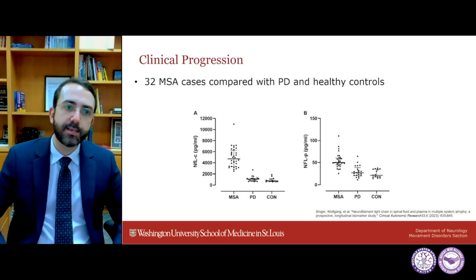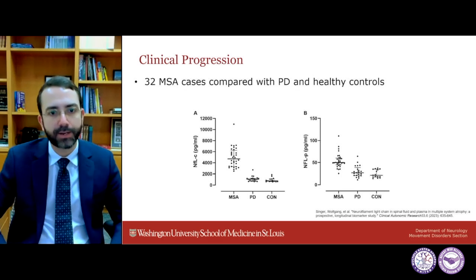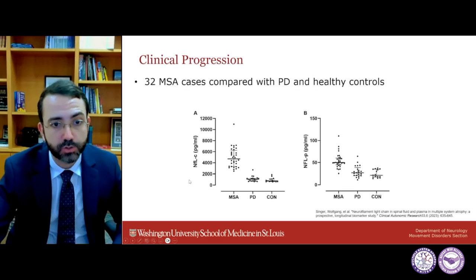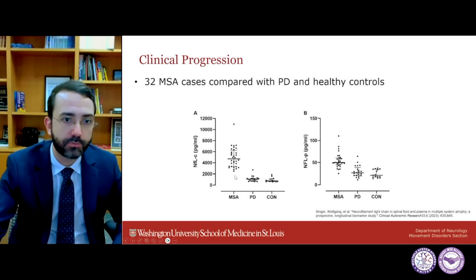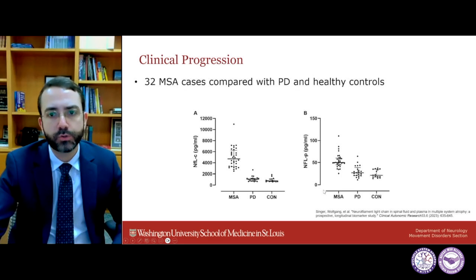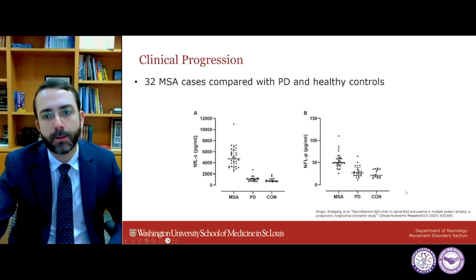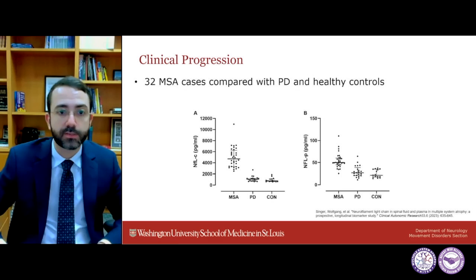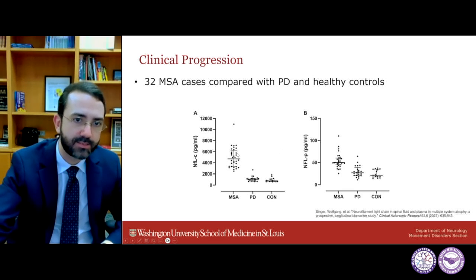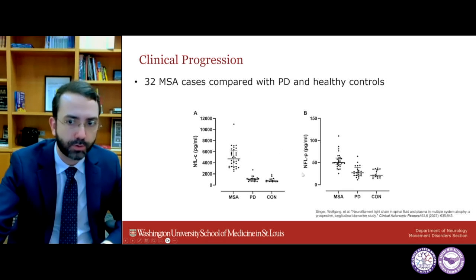And as we can see here, they did confirm the finding that neurofilament light chain in the spinal fluid could differentiate patients with multiple system atrophy from Parkinson's disease and healthy controls. And they also show that, to a lesser extent, we could potentially use blood as a biomarker to diagnose those patients, although it looks like CSF is still the most reliable biomarker.